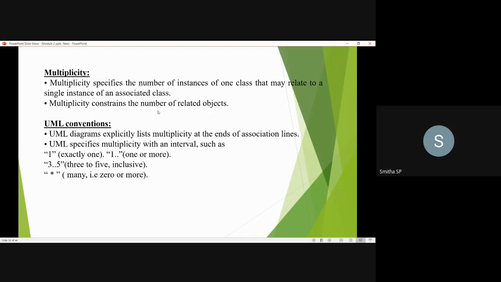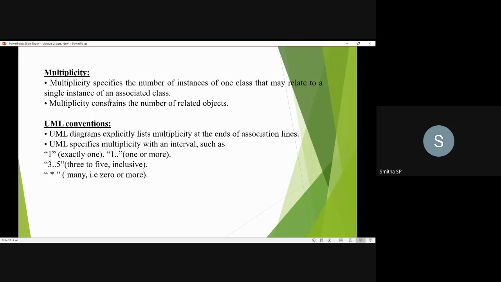Multiplicity. In today's session, we will be discussing what multiplicity is and what UML conventions are used to represent multiplicity. So let's see about multiplicity now. Multiplicity specifies the number of instances of one class that may relate to a single instance of an associated class. Multiplicity constrains the number of related objects.